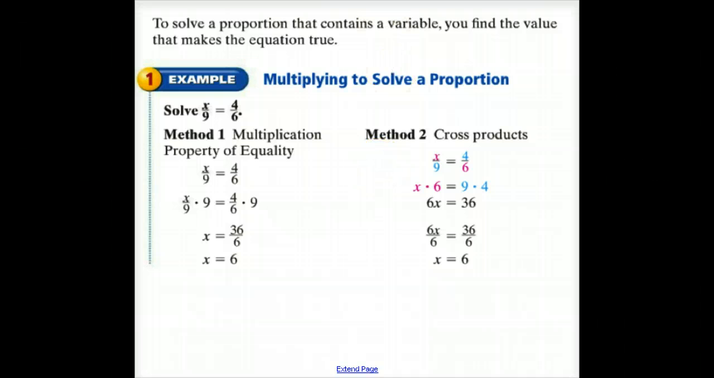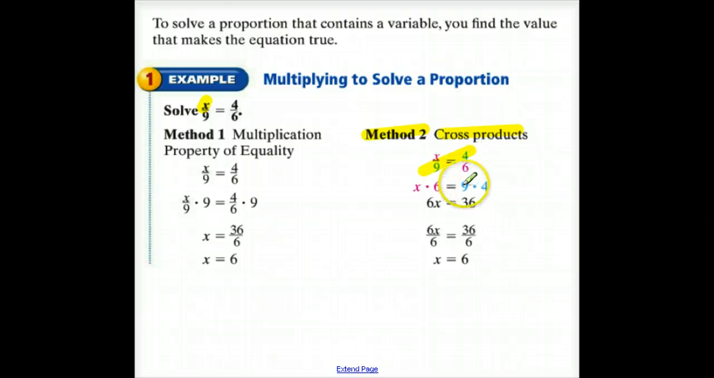Let's do an example together. In this first example, multiplying to solve a proportion, when we have a variable, we want to solve for that variable. We can do it two different ways. I'm actually going to show you the second way first because I believe it's the easiest. If you have a variable x in a proportion, no worries, use cross products and multiply what's across.